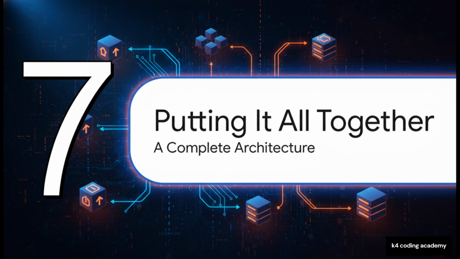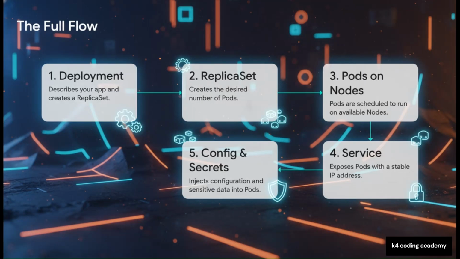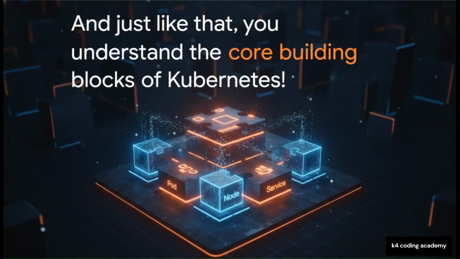Now, let's put all the puzzle pieces together and see how they create the big picture. So here's how it all flows. You start with a deployment to define how you want your app to look. That deployment creates a ReplicaSet to make sure you always have the right number of pods. Then, Kubernetes schedules those pods onto the available worker nodes. A service provides that stable entry point so people can reach your app. And finally, ConfigMaps and Secrets get injected into your pods to give them the configuration and private data they need to run.